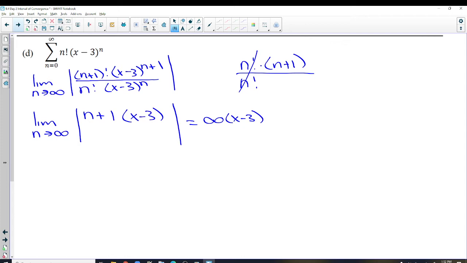The only way that this is going to be less than 1 is if I make this 0. So this converges for a single value, for 3. It converges for 3, it diverges for everything else. So the interval of convergence is not really an interval. It's just the number 3. And the radius of convergence is 0 because there's no radius. Radius is zero. It's just one value.